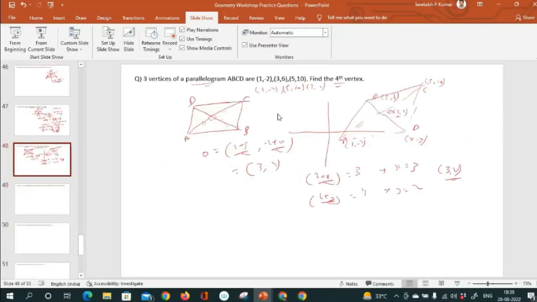And even if they had asked that 3 vertices of a rhombus are these, find the fourth vertex, it's exactly the same process, because even the diagonals of a rhombus bisect. That is also true for a rectangle and for a square, the same process.